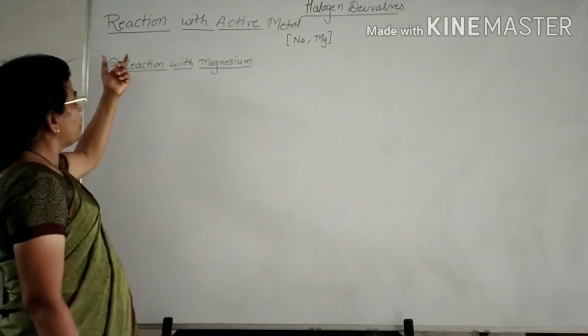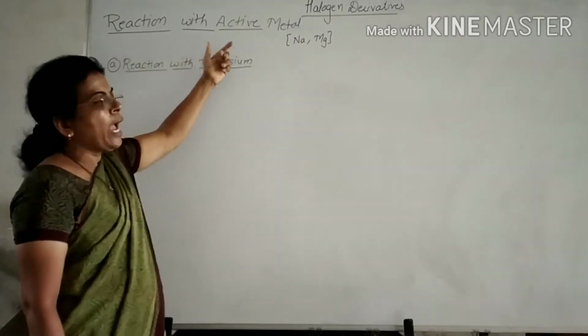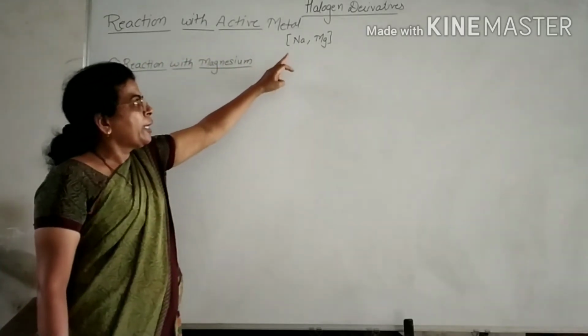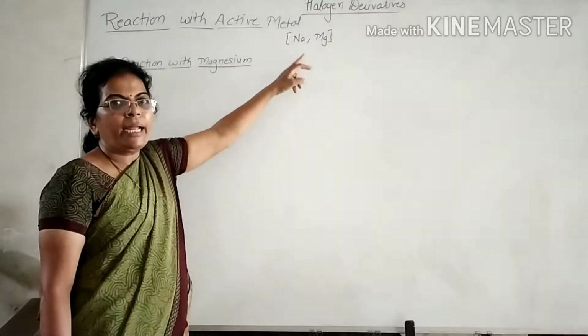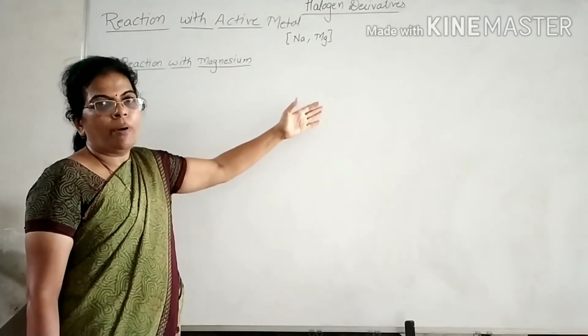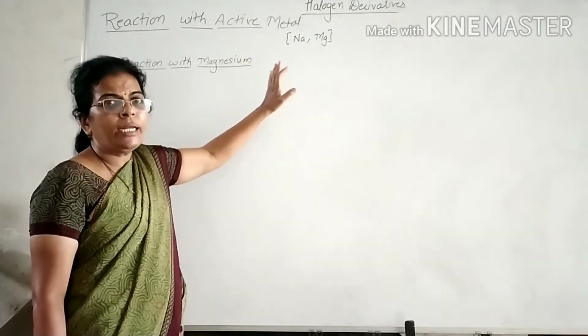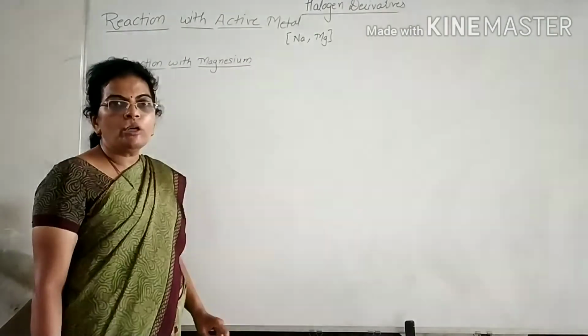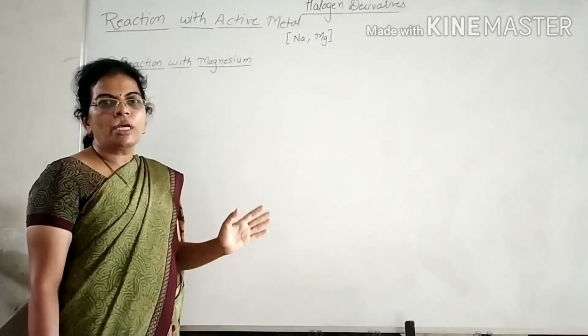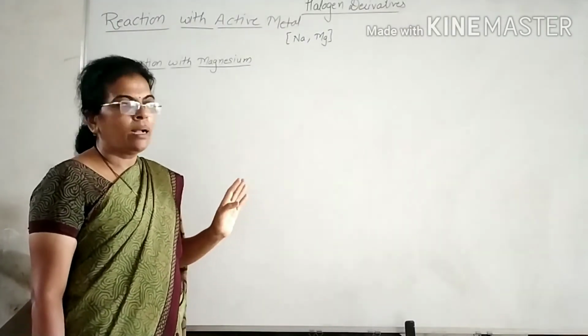Next reaction we are going to see is reaction with active metals. Alkyl halides react with active metals like sodium, magnesium or palladium to form organometallic compounds. That is, in organometallic compounds there is formation of a carbon-metal bond. These compounds are known as organometallic compounds.